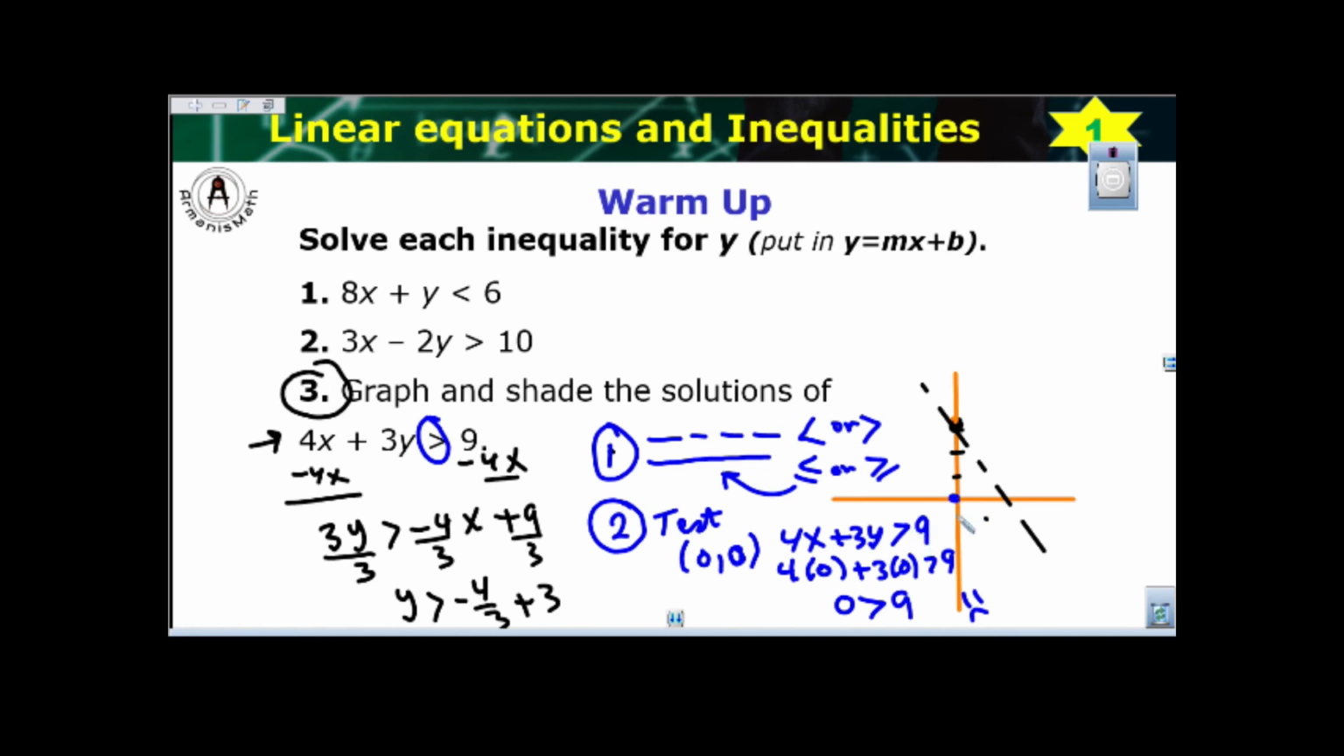Please do not shade that side of the line. Shade the other side. Oh, okay. So this is the other side where the solutions are, not the side of 0, 0. If the side of 0, 0 gives you a true inequality, then that's the side you shade. If not, then that's not the side you shade.